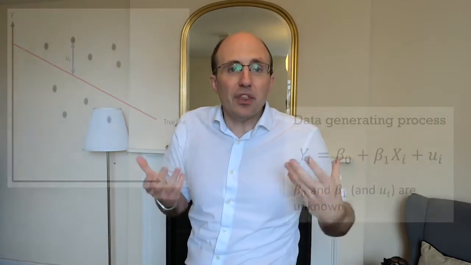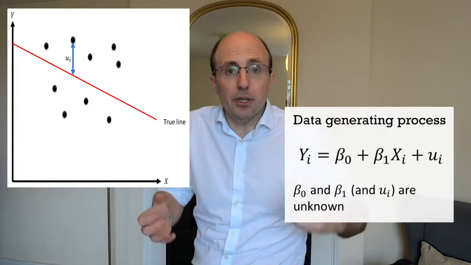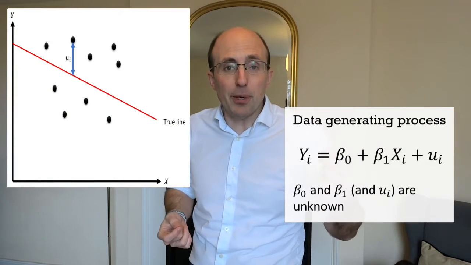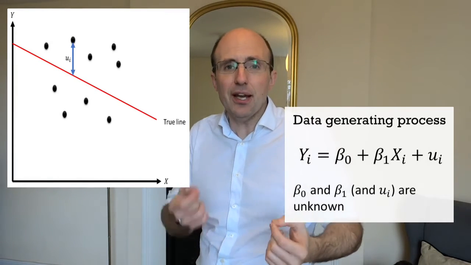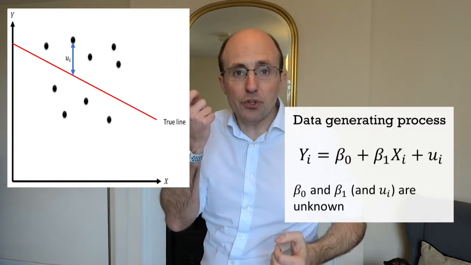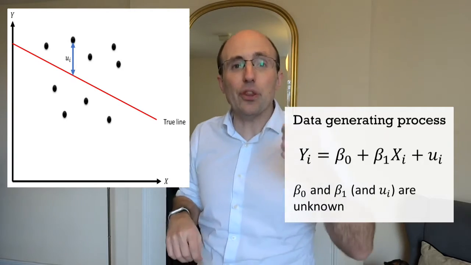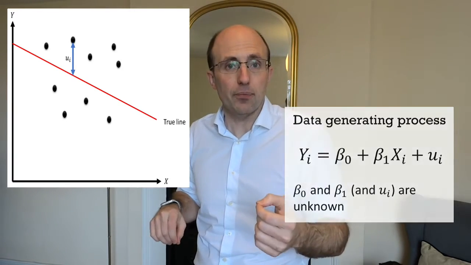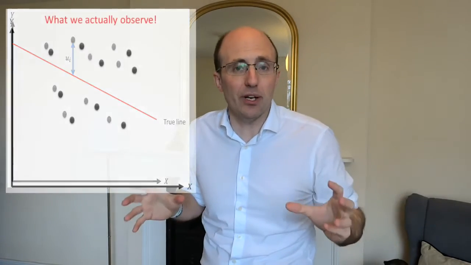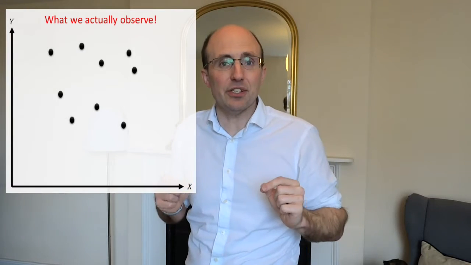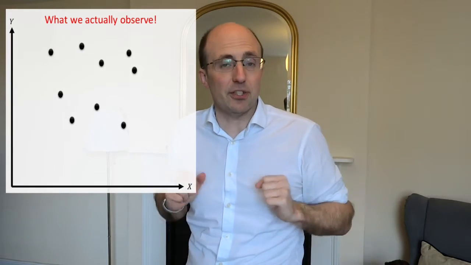Now, we don't know what beta 0 is. We don't know what beta 1 is. We don't know what ui is. All that we can say is that we can think of there being a true line. That true line is represented by beta 0 plus beta 1 xi, and the ui term is just the vertical distance between the observed value of y and the true line. But we never know what that true line is, so we try and estimate it using OLS.